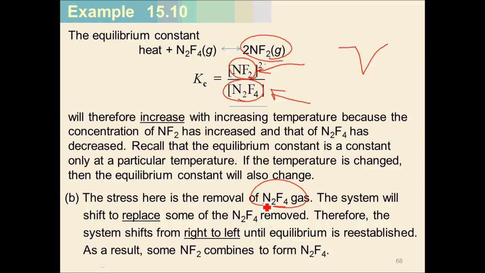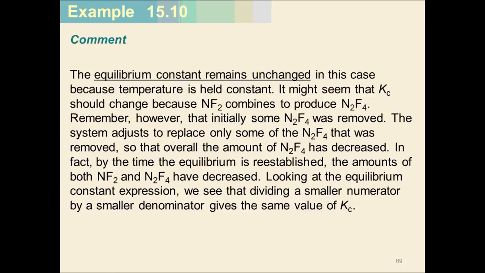In part B, the stress here is the removal of N2F4. That's a reactant. So if you remove a reactant, the system will try to make more reactants. So you will move from right to left until the equilibrium is reestablished. As a result, some NF2 combines to form more N2F4.